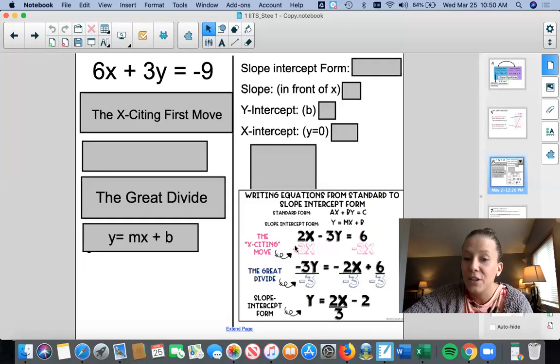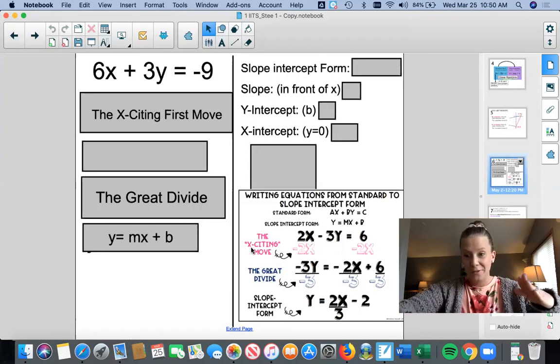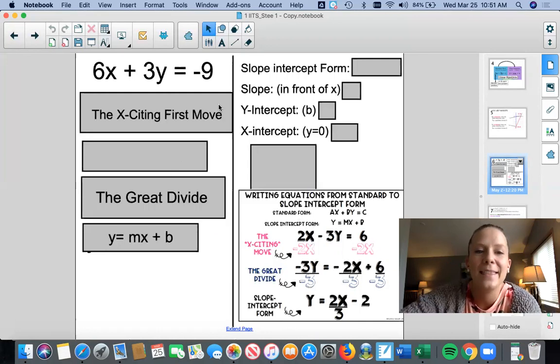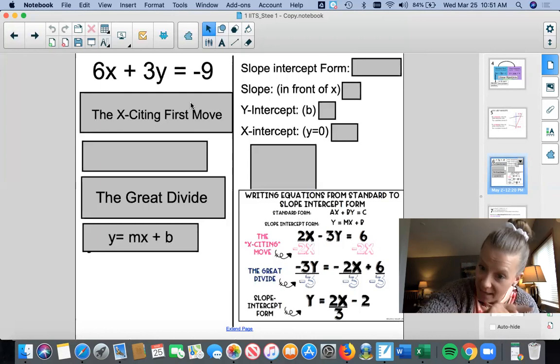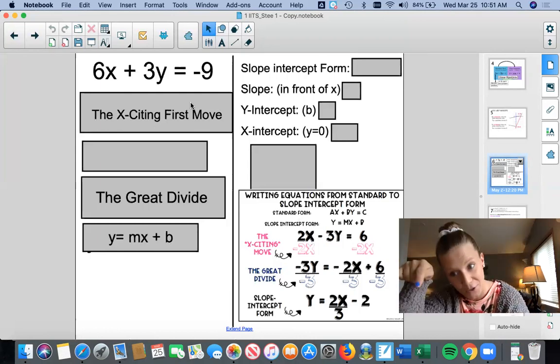Now, I found this cute little note sheet, and it gives us our 2 steps. The first is the exciting move. You do that first, okay? And the exciting move is to subtract the x term from both sides. Remember, what you do to one side, you must do to the other.